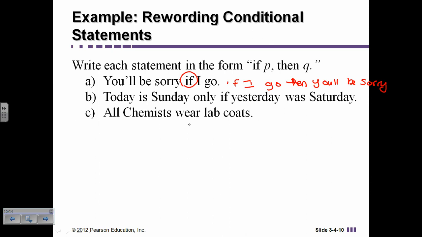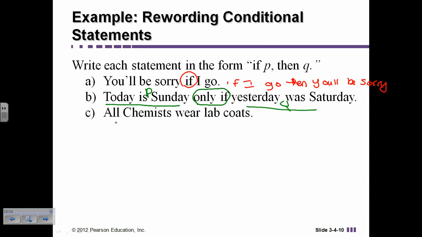Okay? Now here's the exception. When you see only if, then you don't want to write "yesterday was Saturday" as your antecedent. You will write, "if today is Sunday." So this will be your P portion of the problem, and this will be Q. So you will write, if today is Sunday, then yesterday was Saturday.